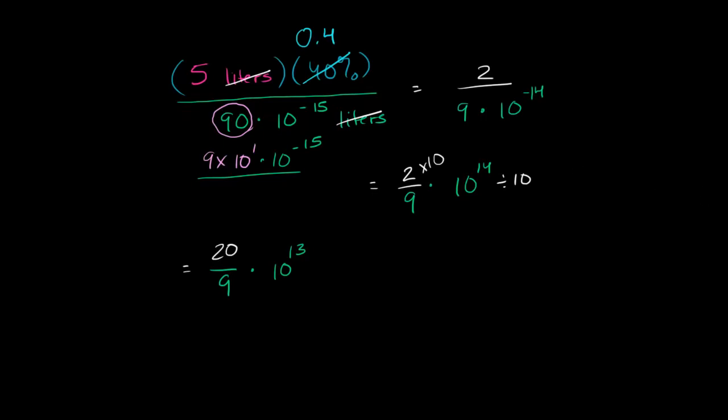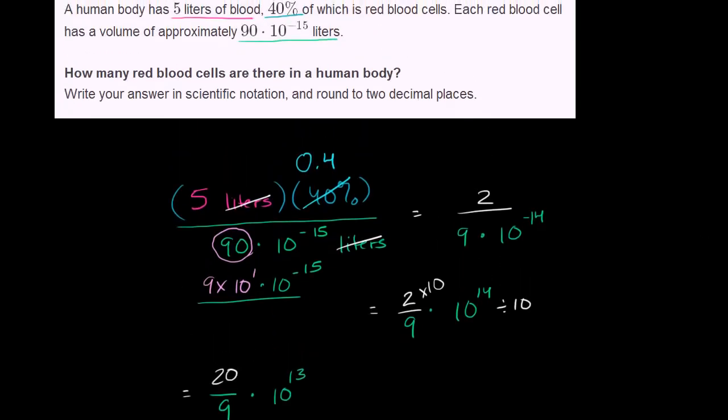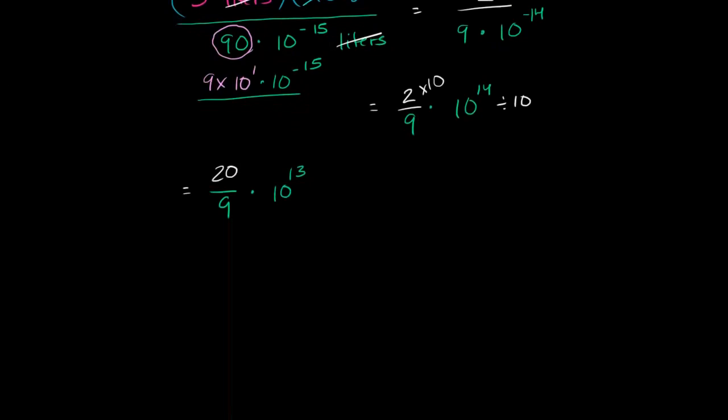And they wanted us to round, I think they said round our answer to 2 decimal places. So let's do that. So 20 divided by 9. 9 doesn't go into 2. It does go into 20 2 times. 2 times 9 is 18. Subtract. Get a remainder of 2. I think you see where this is going to go.